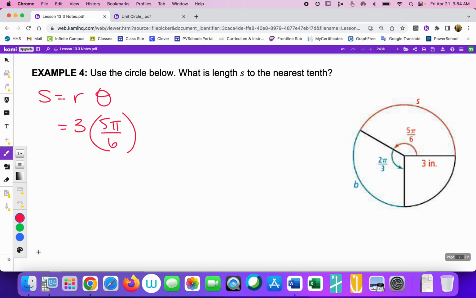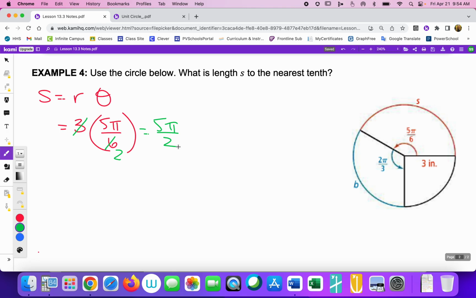If we are reducing that, how could we reduce it very quickly? So 3 and 6 can be reduced by 3. So the 3 would go away, 6 divided by 3 would be a 2. So this is equivalent to 5 pi over 2. But it does want it to the nearest tenth. So this is where you would go into your calculator.